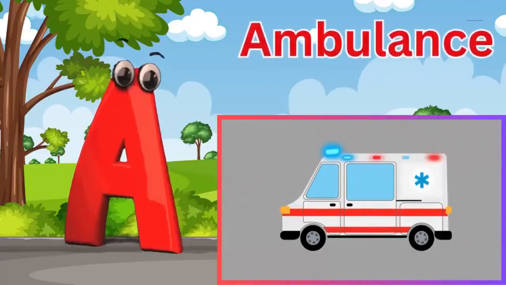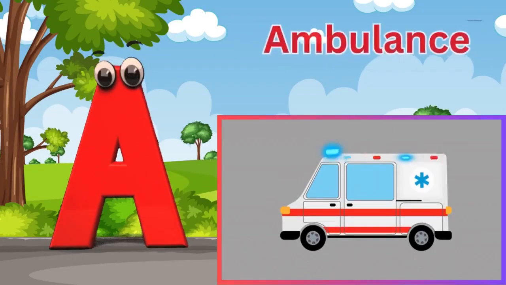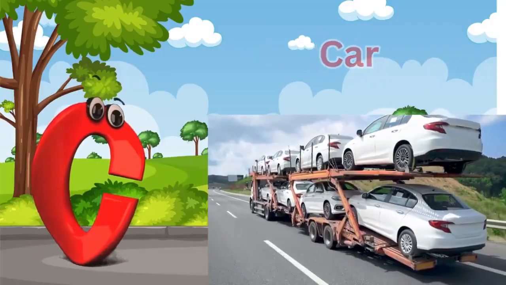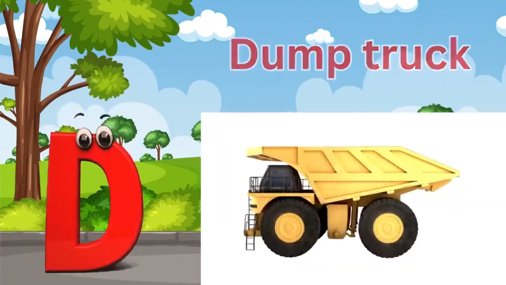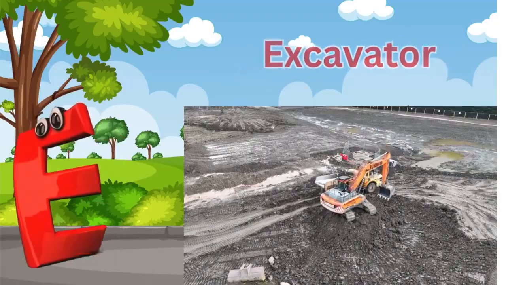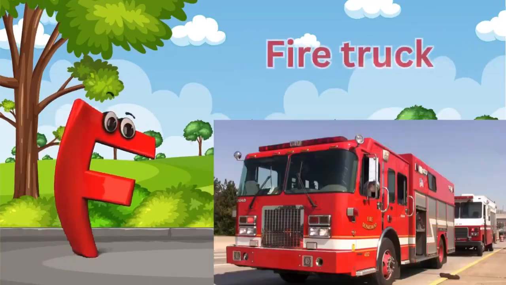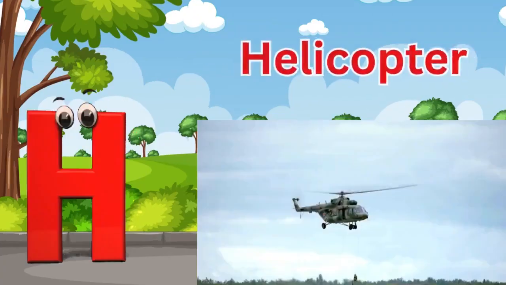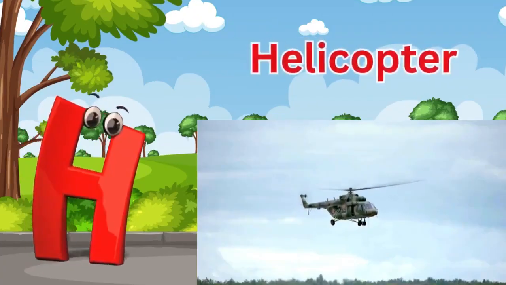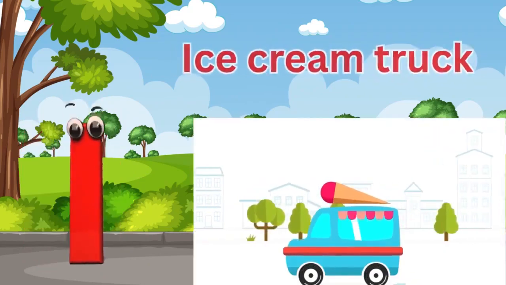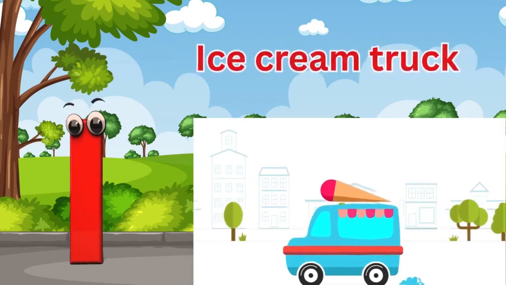A is for ambulance. B is for bus. C is for car. D is for dump truck. E is for excavator. F is for fire truck. G is for garbage truck. H is for helicopter. I is for ice cream truck.